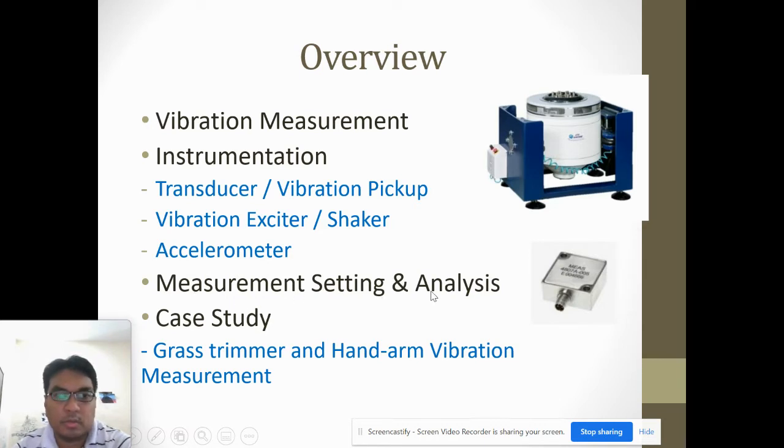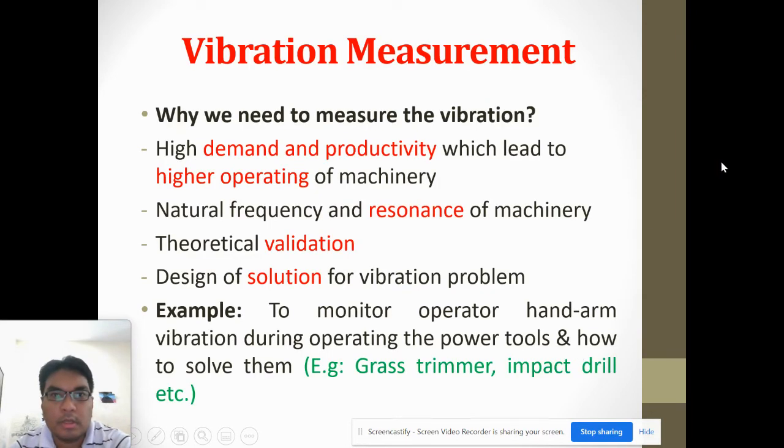The next one is the measurement setting and analysis, what you can do in your measurement and also analysis, and finally a case study on the grass trimmer and hand arm vibration measurement. For this one I will provide another video so that you have a clearer understanding of the methods of vibration measurement. So, the vibration measurement.